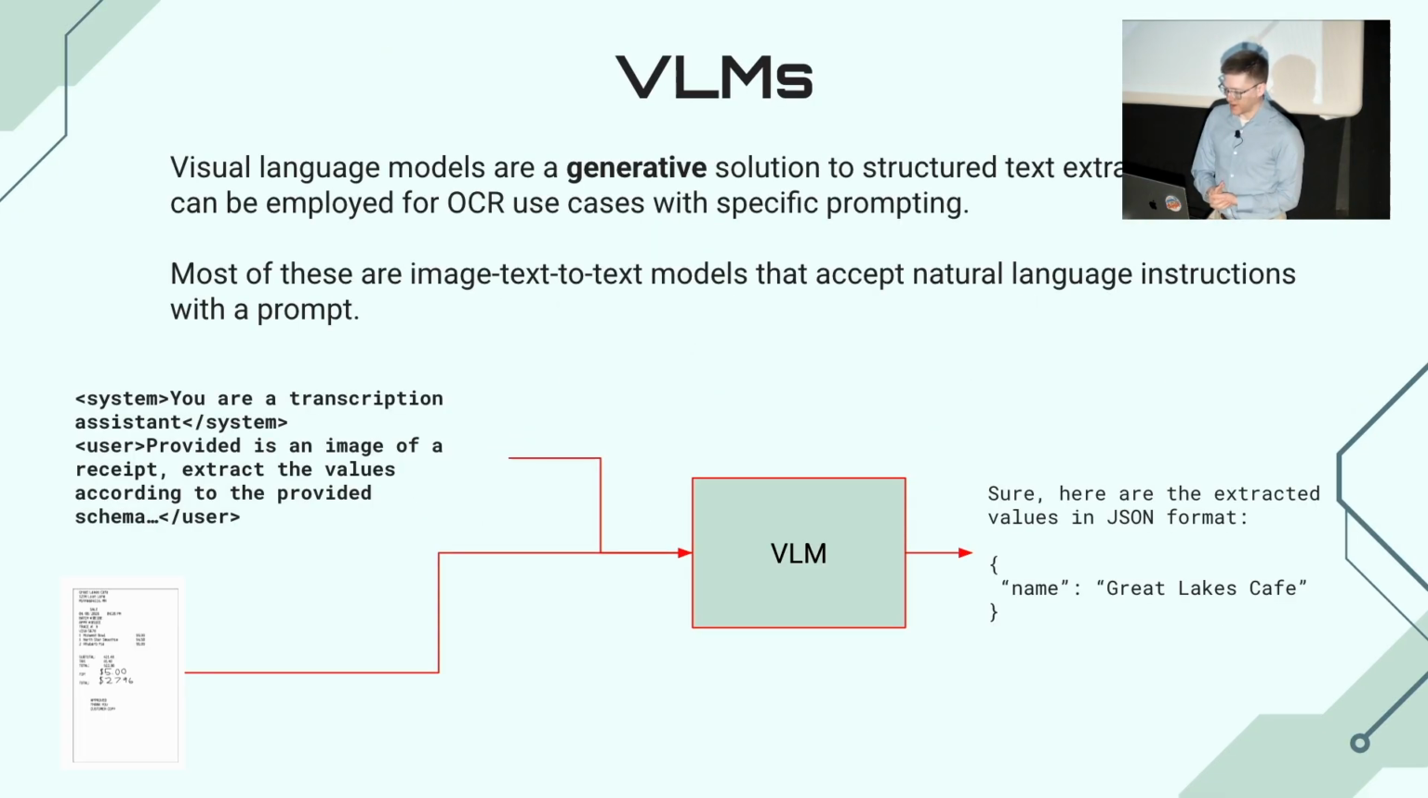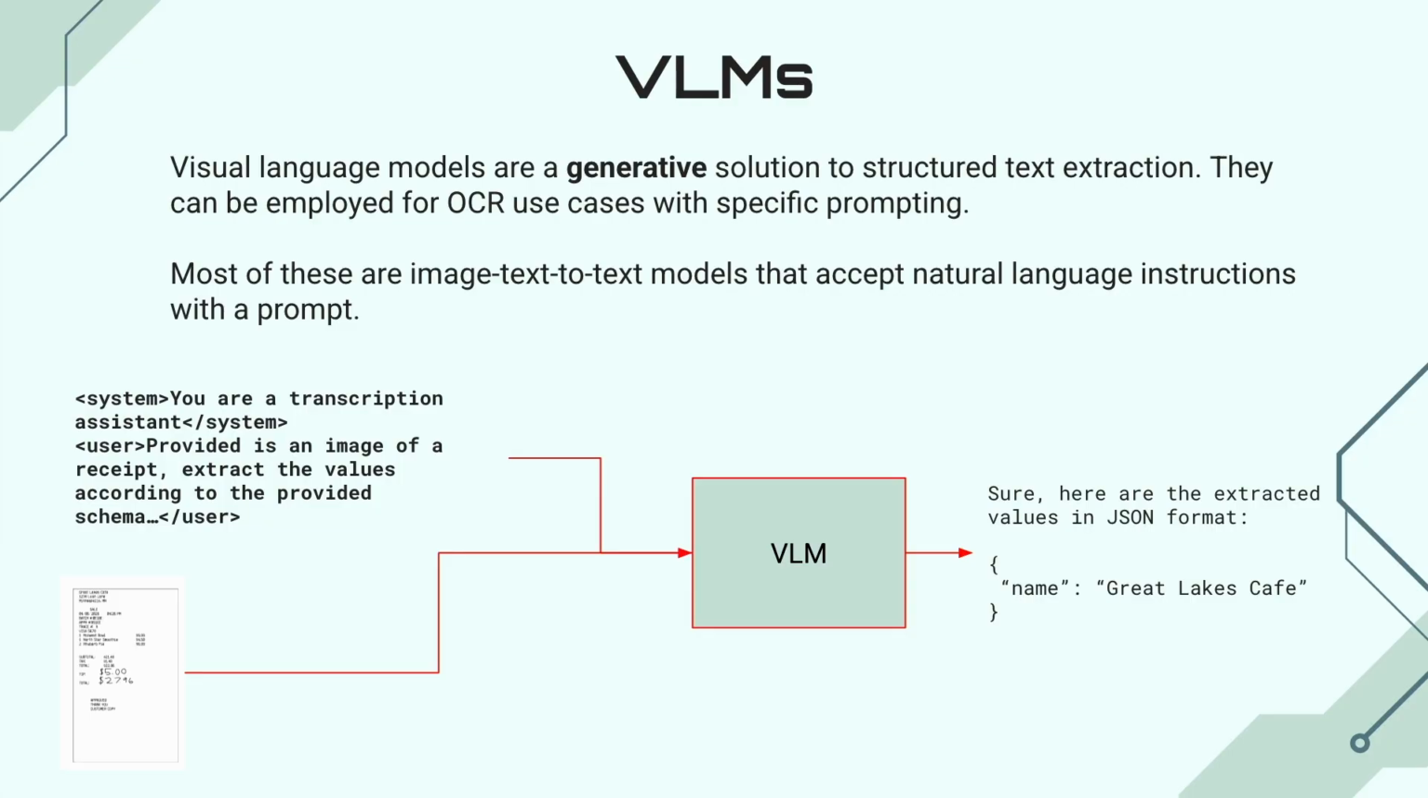So VLMs. This is a generative solution to text extraction, meaning that we are generating text instead of simply extracting it. We usually take a prompt and supply an image to a multimodal model, and then we're hoping that we get some good result back with the JSON that we want. These would be things like Claude and Gemini, which I'm sure a lot of you have used before, which can take multiple different formats.